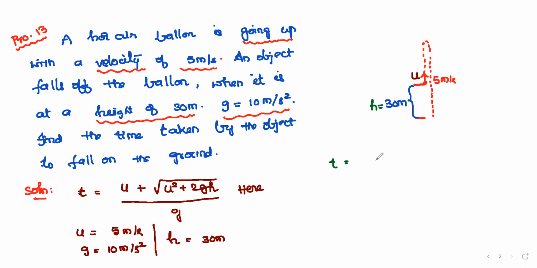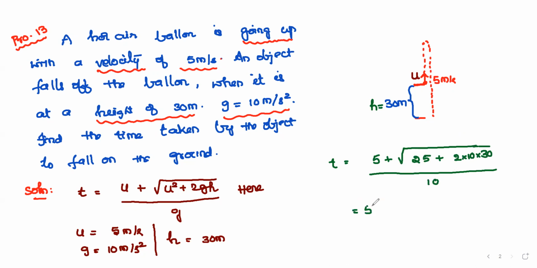T equals u, which is 5, plus root of, substituting all the values now. U square, that is 5 square, 25. Plus 2, g is 10, h is 30. Whole divided by g. G is 10. So I'm going to get 5 plus root of 25 plus 2gh, 2 times 10 times 30 is 600, divided by 10.